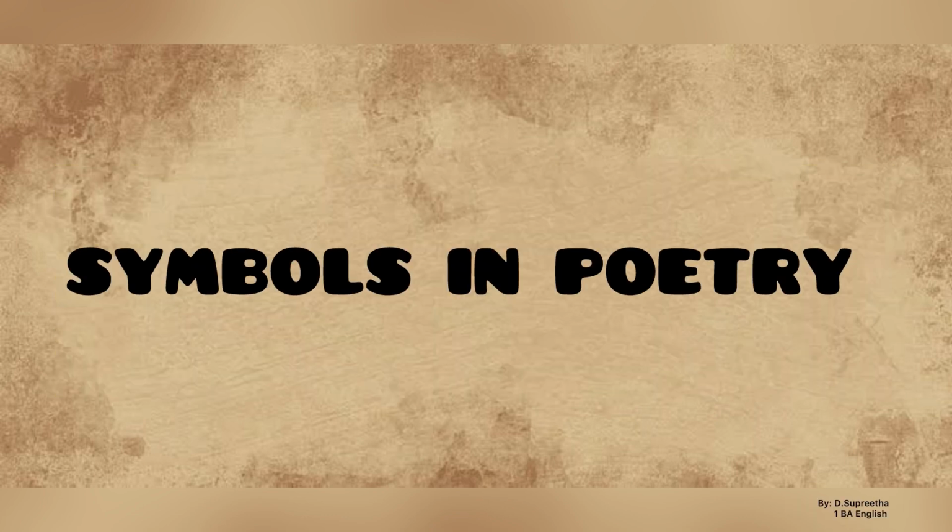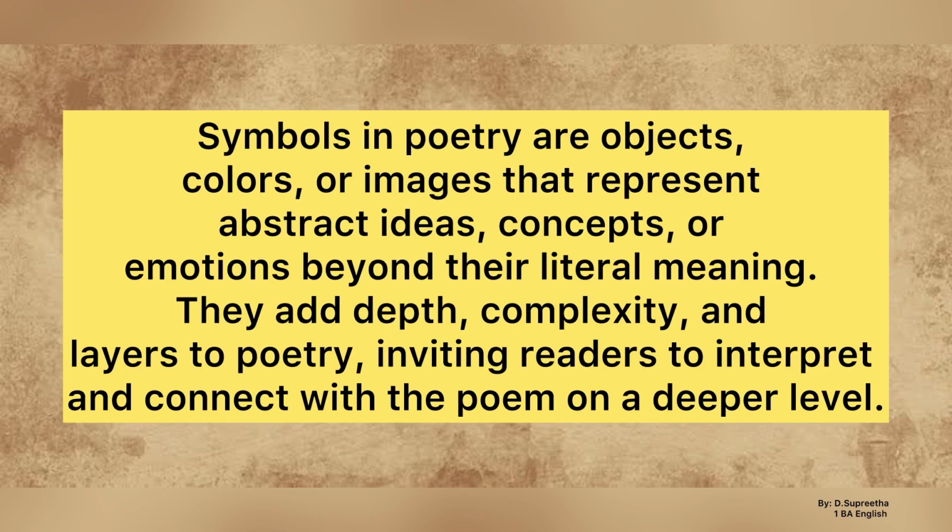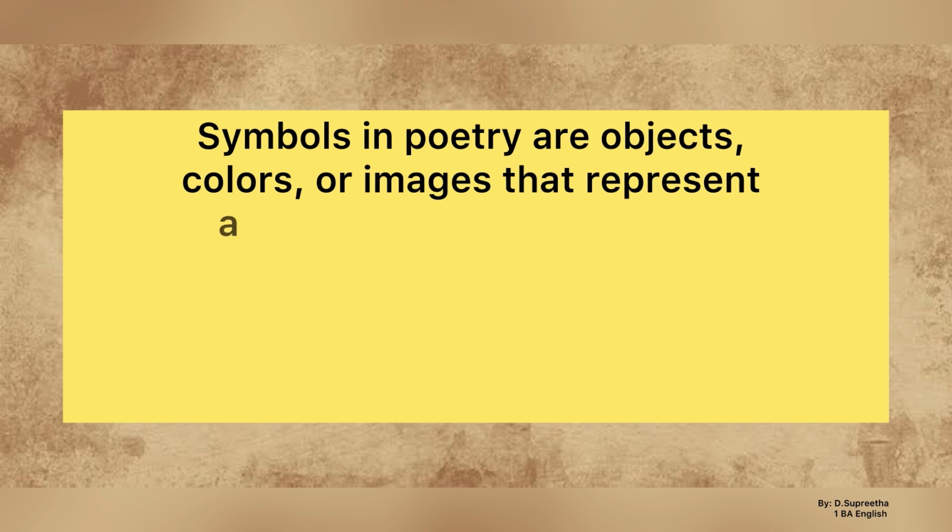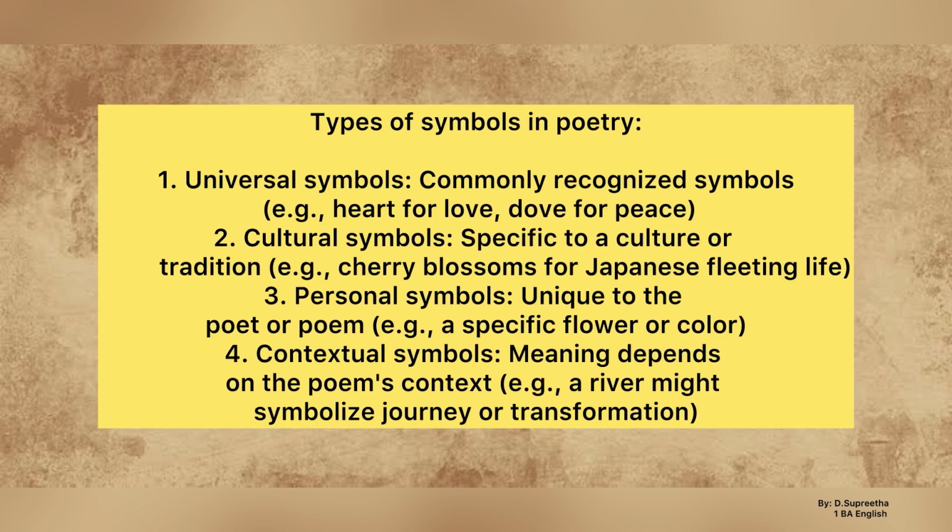Symbols in poetry. Symbols in poetry are objects, colors, or images that represent abstract ideas, concepts, or emotions beyond their literal meaning. They add depth, complexity, and layers to poetry, inviting readers to interpret and connect with the poem on a deeper level. Types of symbols in poetry.